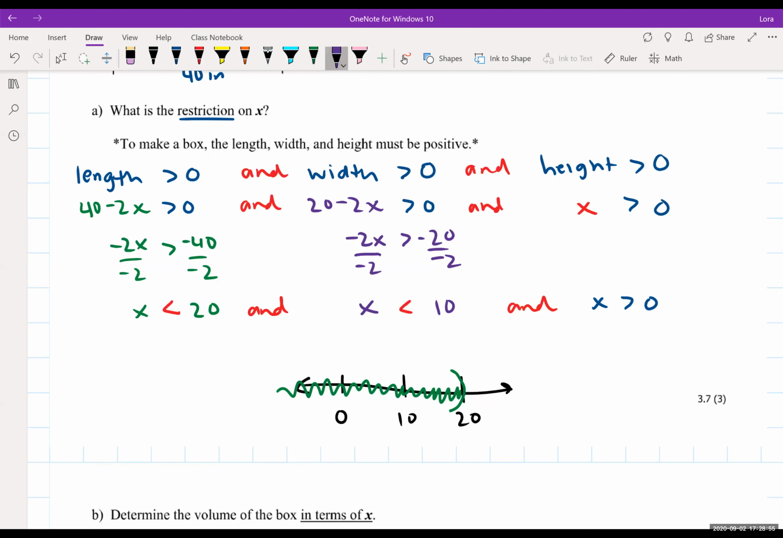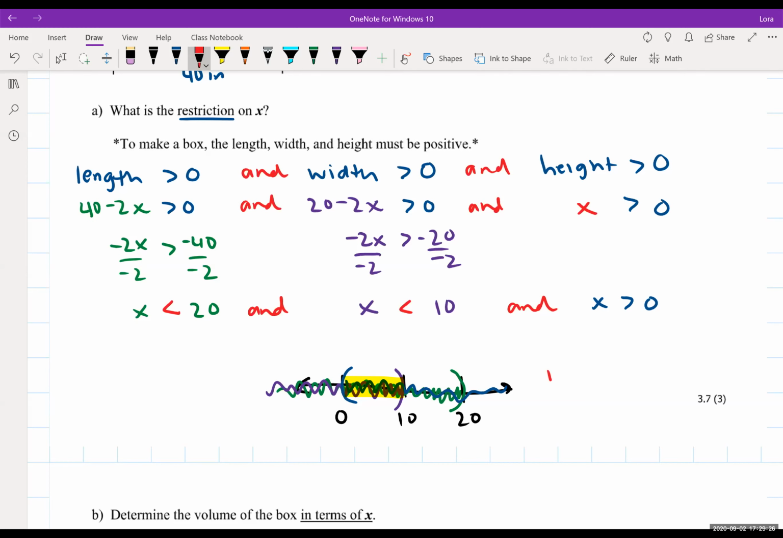In purple, I have x is less than 10. So shading to the left of 10, opening up to the left. So I can already see where I've shaded twice. And finally, if I have x is greater than 0, I'm shading to the right of 0 and opening up to the right. It may get a little messy, but I hope you can see that all 3 colors are located in the region from 0 to 10.